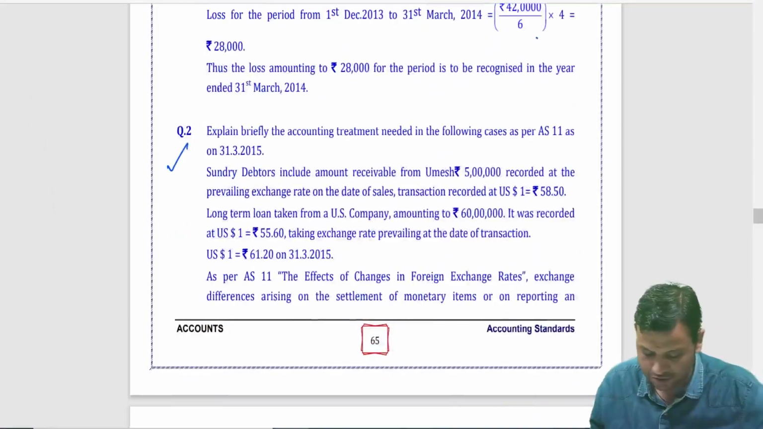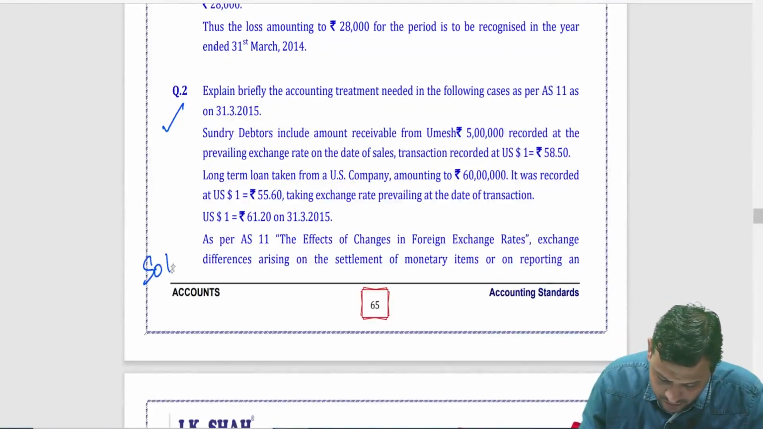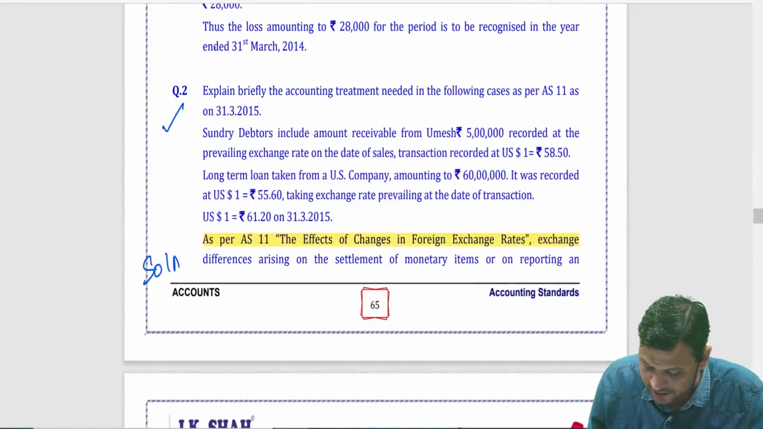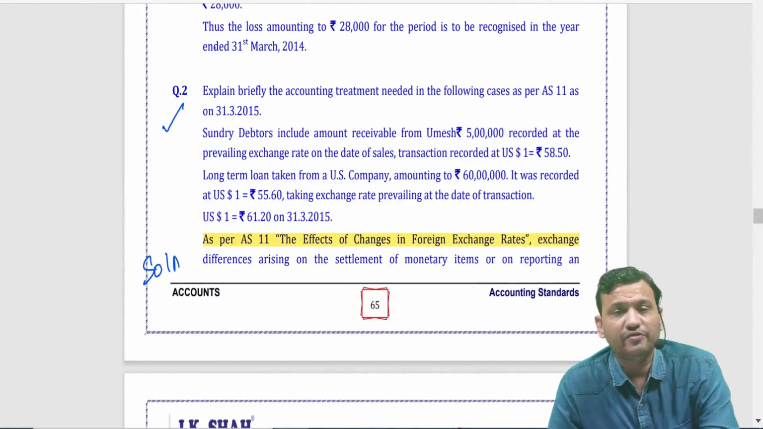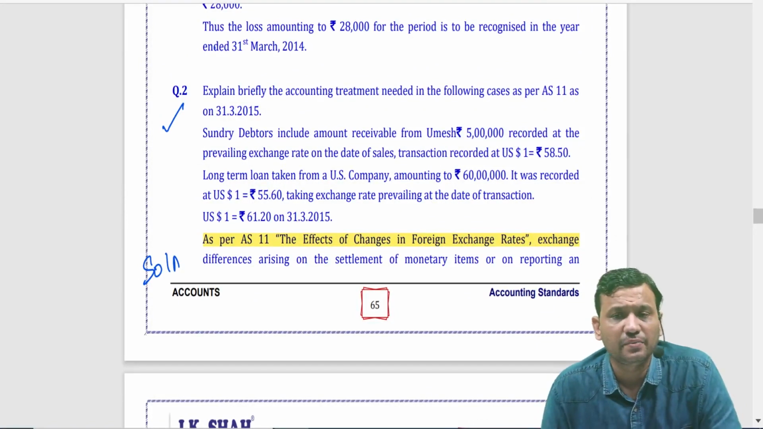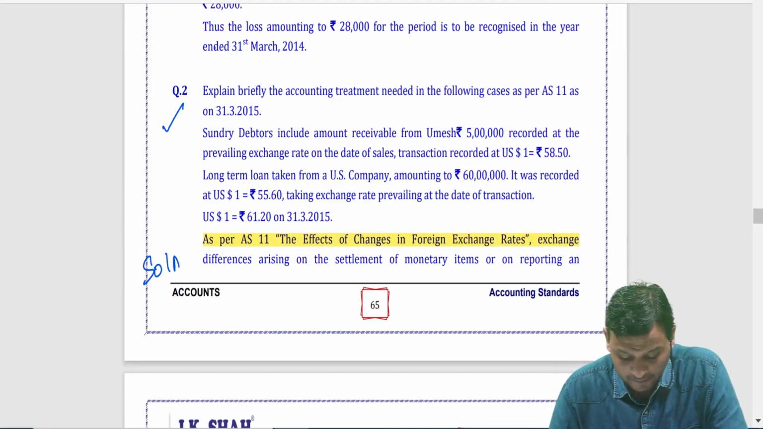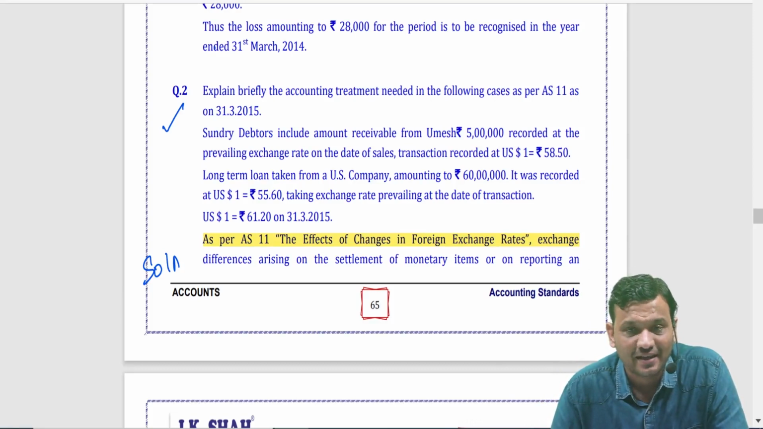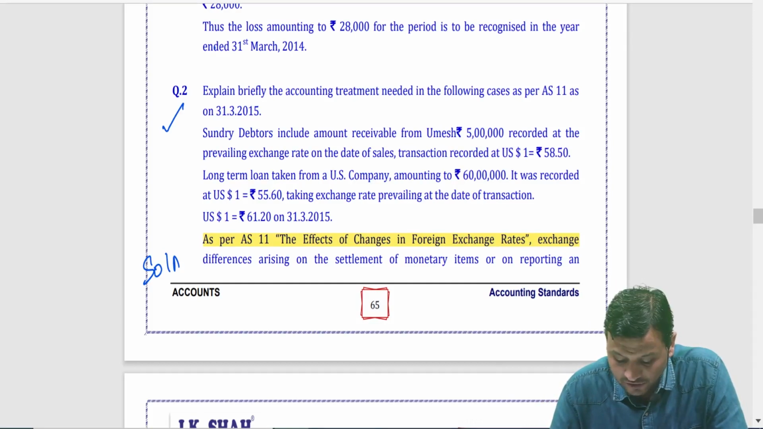Okay, the next question. This is the solution. The solution starts: explain briefly the accounting treatment needed as per AS 11 on 31st March 15. Debtors include an amount receivable from Umesh of 5 lakhs rupees, recorded at a prevailing exchange rate of 58.50.